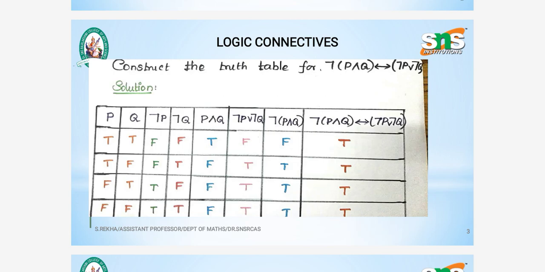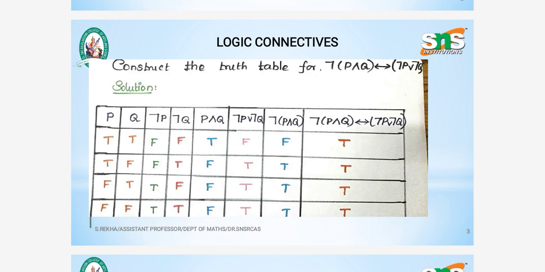Usually we say this is an equivalence formula, and in set theory it is De Morgan's law. Everyone knows that the complement of A union B equals A complement intersection B complement. A similar statement we adapt in the logical connectives also: negation of (P and Q) and negation P or negation Q. We are going to apply the implication for both statements.